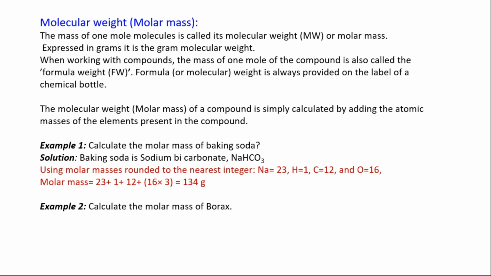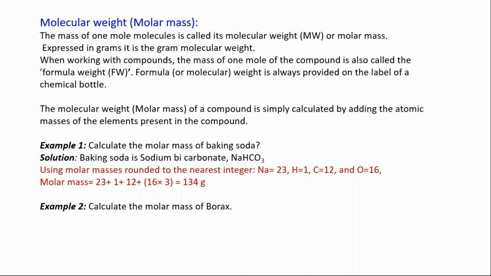Then we know sodium is 23. I'm rounding off, we're not taking the decimals. Hydrogen is 1, carbon is 12, oxygen is 16. Since there are 3 atoms of oxygen, it becomes 48. And so you add 23 plus 1 plus 12 plus 48. So the molar mass of sodium bicarbonate is 84 grams.